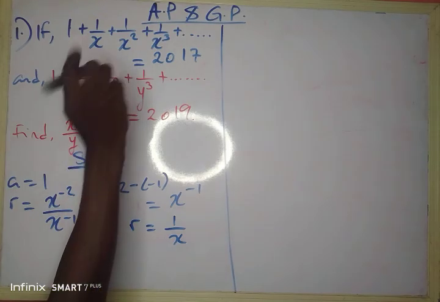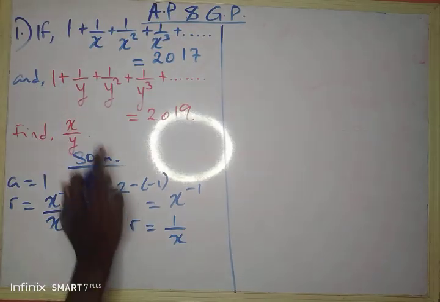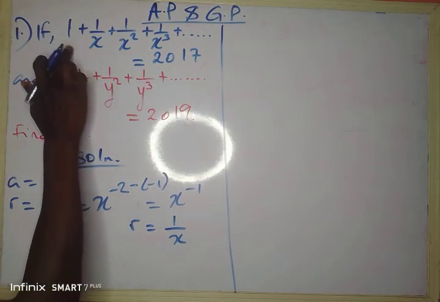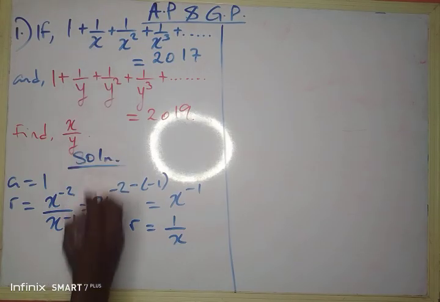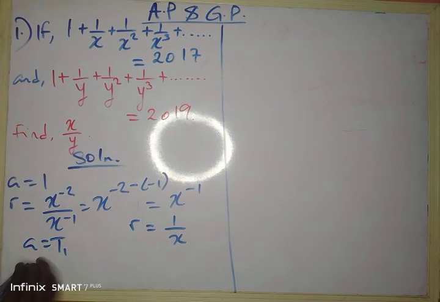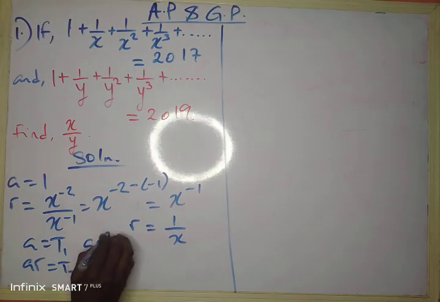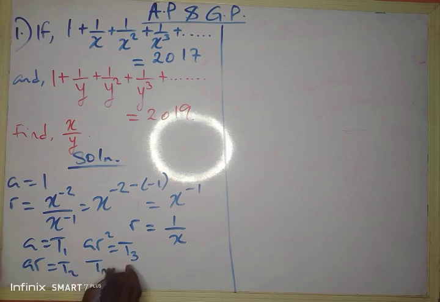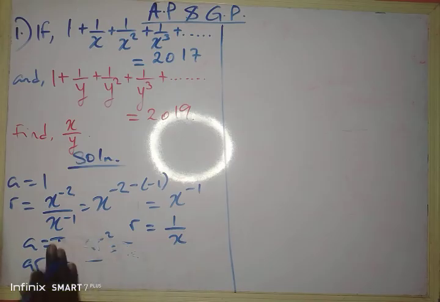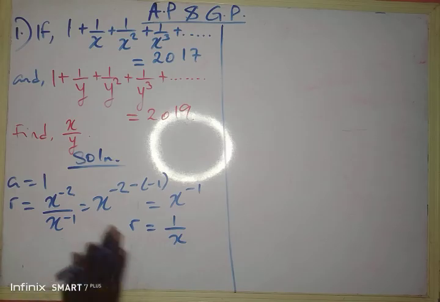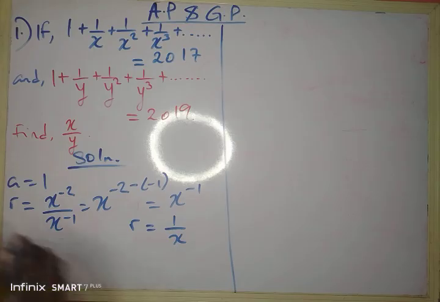Listen, if I multiply 1 over x times 1, I must have the second term. Do you remember that? First term is A, equals T1. Second term, AR, equals T2. Third term, AR squared, equals T3. And the nth term is equal to AR raised to power n minus 1. That means from here, what I can actually say is that my common ratio is equal to 1 over x. Now from here, I can find anything I want to find. Okay, let's get this solved before time elapses.